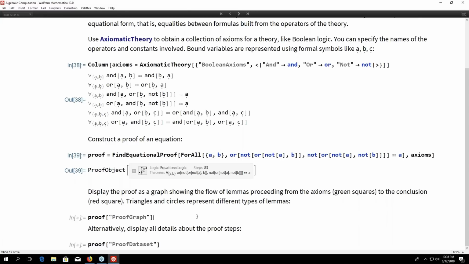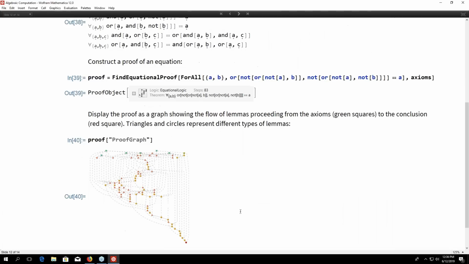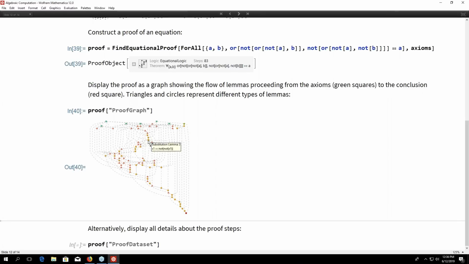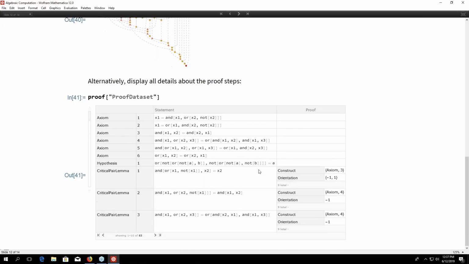We can now look at some information derived from the proof objects. For instance, here is a graph of the proof that shows how each statement in the proof was shown based on other statements in the proof, or here is a dataset which displays all the details of the proof steps.